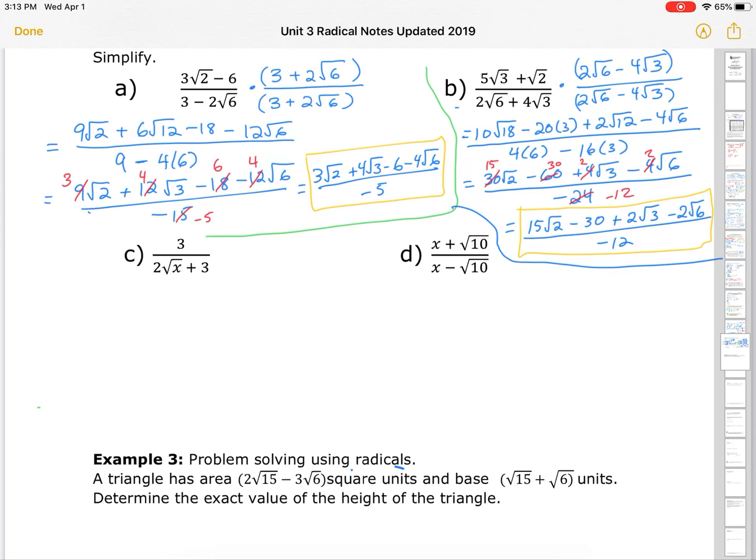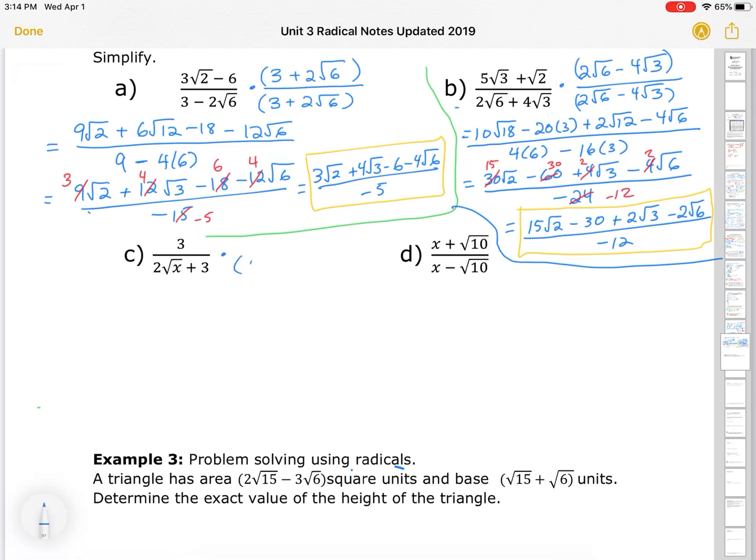Next one. Now, the next one only has a monomial at the top. That's going to simplify some of the work we do, but we still want to rationalize that denominator. So we're going to multiply the top and the bottom by the conjugate. So here is a moment where I'm going to ask you to try this one, and then we'll go over it together. So pause, and once you're done, come back. So press pause now.